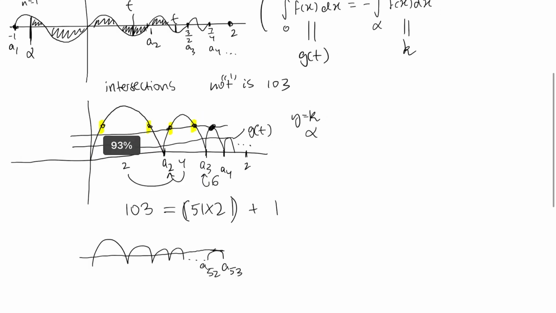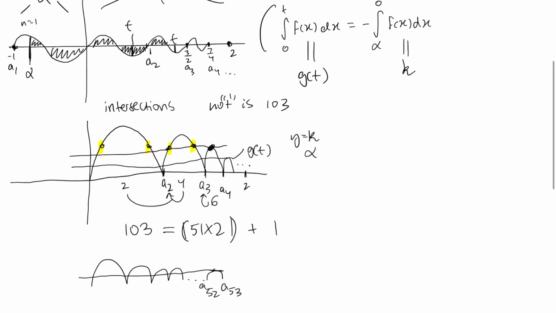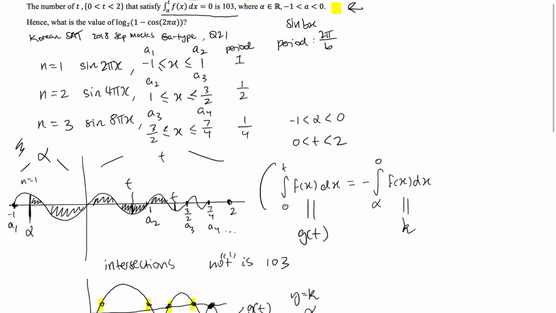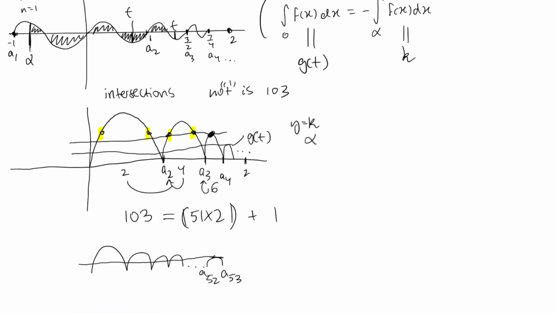So what does this actually mean for our first graph? We're going back to our first graph, since this will actually give us the area. The final question is to find the value of log base 2 of 1 minus cosine 2 pi alpha. So we actually want to find something in terms of the value alpha. If we look at f of x from 0 to this midpoint of a of 52 and a of 53, let's call this m.